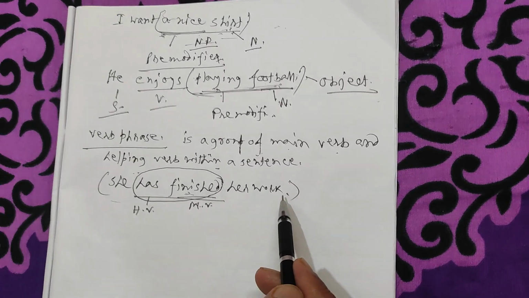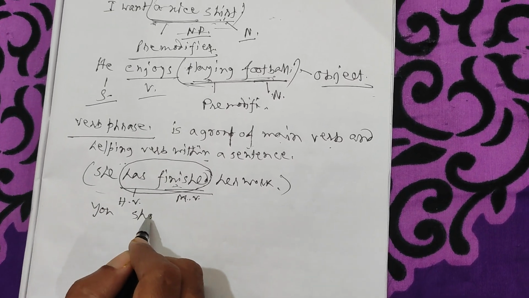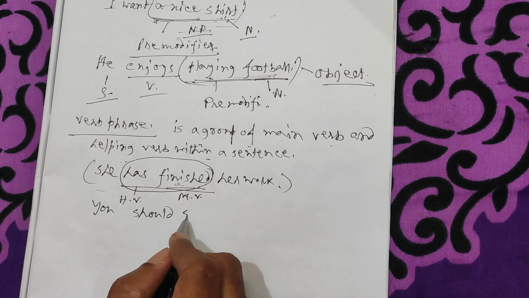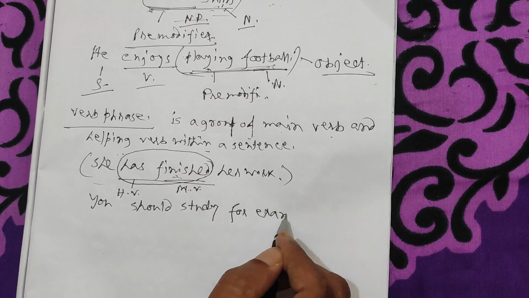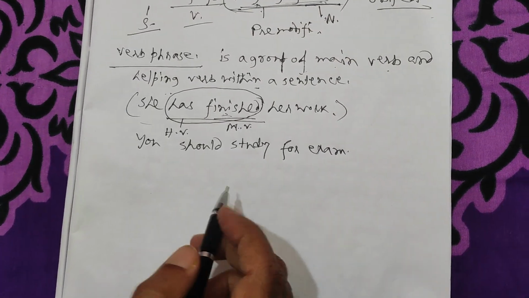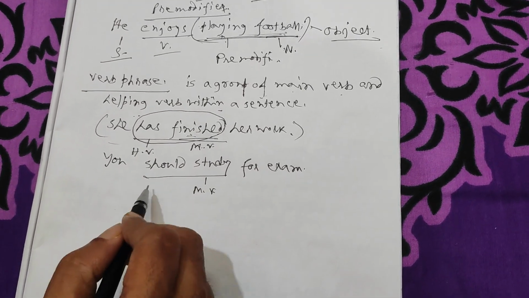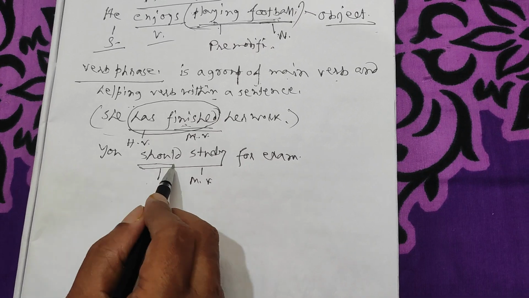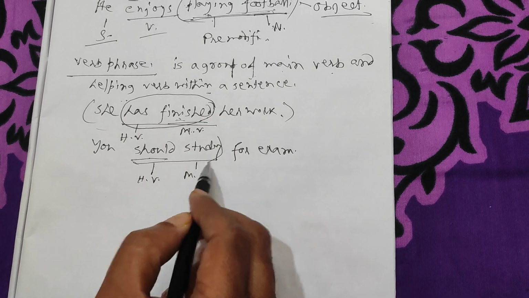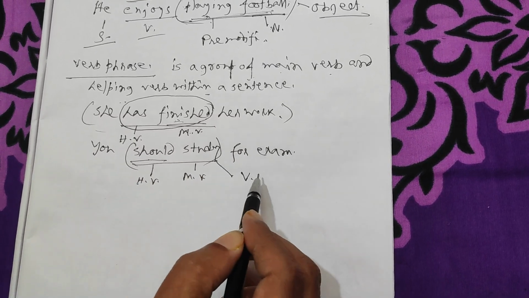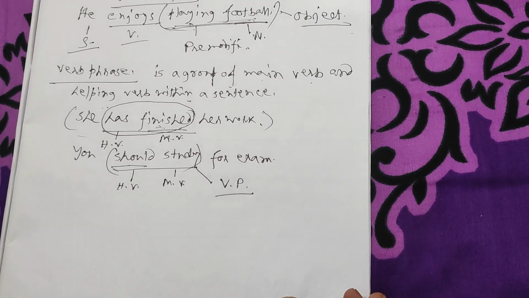Again, you should study for the exam. So what is the verb here? Should study. What is the main verb? Study. What is the auxiliary or helping verb? Should, a modal auxiliary used here. So this is the helping verb, and the entire group of words will be called a verb phrase. It is acting as a verb in the sentence.